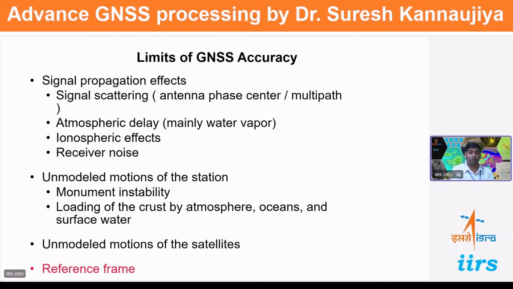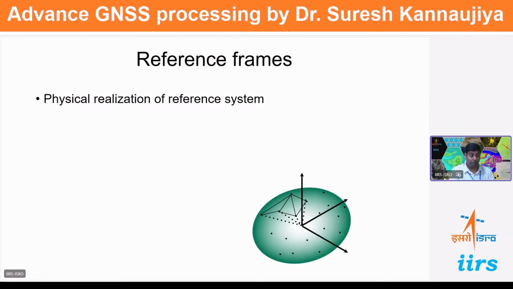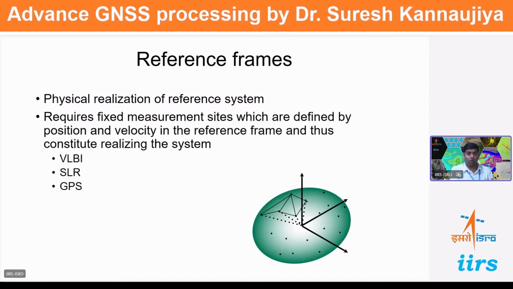And last is the reference frame. If the frame is not accurate enough, because when you are going to make the reference frame, so many inputs are required. For example, accurate plate information, accurate velocity information, then your polar wandering, this rotation of the Earth. All this is required in an accurate manner.